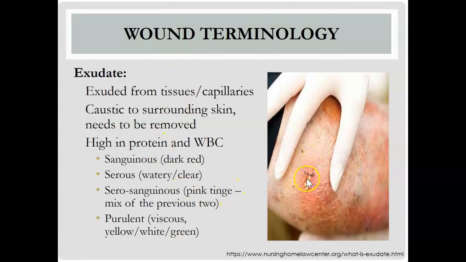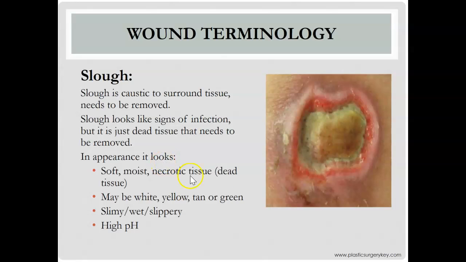Different tinges to them. Again, the main objective in wound care is to remove those. Slough is something else you need to remove. It's caustic to surrounding tissue, as the exudate is. It looks like signs of infection, but it's really just dead tissue that needs to be removed. In appearance, it looks like soft, moist, necrotic tissue, maybe white, yellow, tan, or green, slimy, wet, slippery, high in pH.